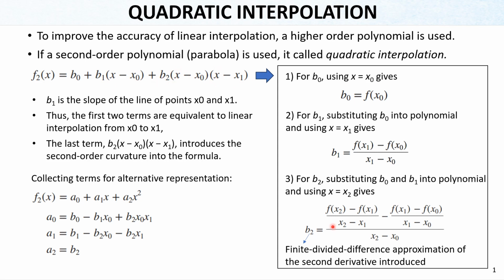And b2 is the finite divided difference. And it is just the difference of the last 2 points and the difference of the first 2 points. So x2 minus x1 and x1 minus x0. We will have 3 points anyway. And the denominator is x2 minus x0, from the last to the first point. And this is the second derivative finite divided approximation, let's say.